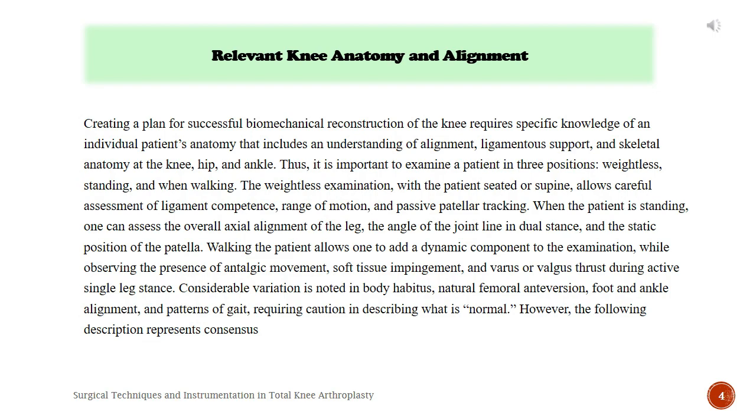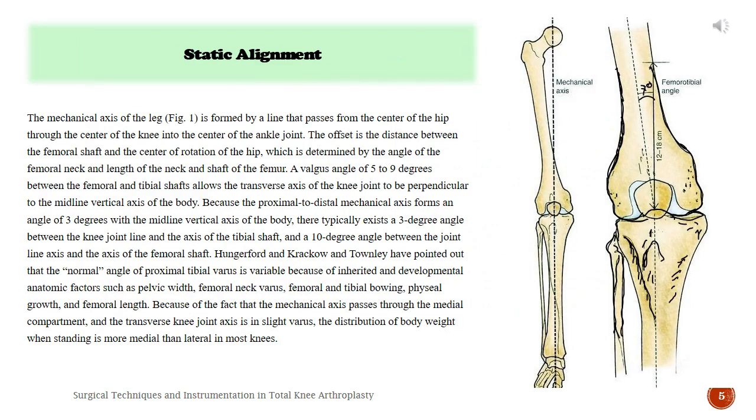Considerable variation is noted in body habitus, natural femoral antiversion, foot and ankle alignment, and patterns of gait, requiring caution in describing what is normal. However, the following description represents consensus. Static alignment. The mechanical axis of the leg, figure 1, is formed by a line that passes from the center of the hip through the center of the knee into the center of the ankle joint.